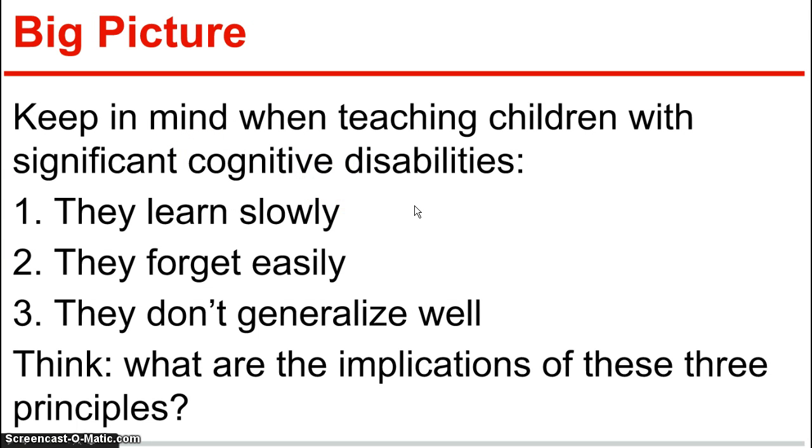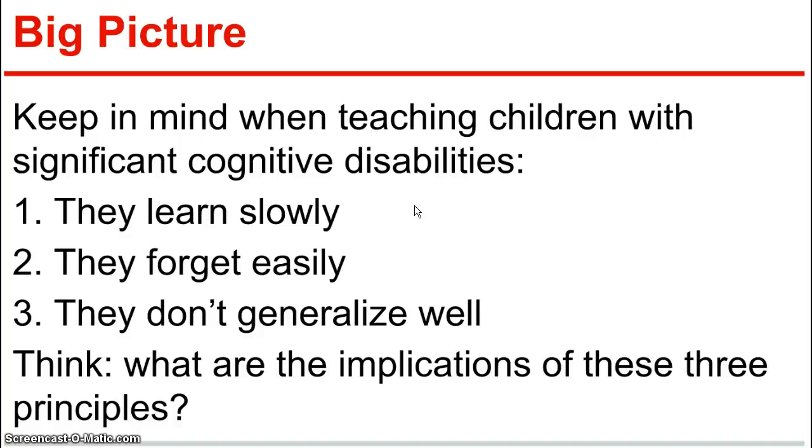When you're teaching children with significant cognitive disabilities, you remember three things. First is that they learn slowly. So they have to have a lot more repetition, a whole lot more repetition than an average child, a whole lot more repetition than even a child with mild learning disabilities. Secondly is that they forget easily. Sequences that you're trying to teach them may not just take days, they may take weeks, they may take months to learn a particular sequence.